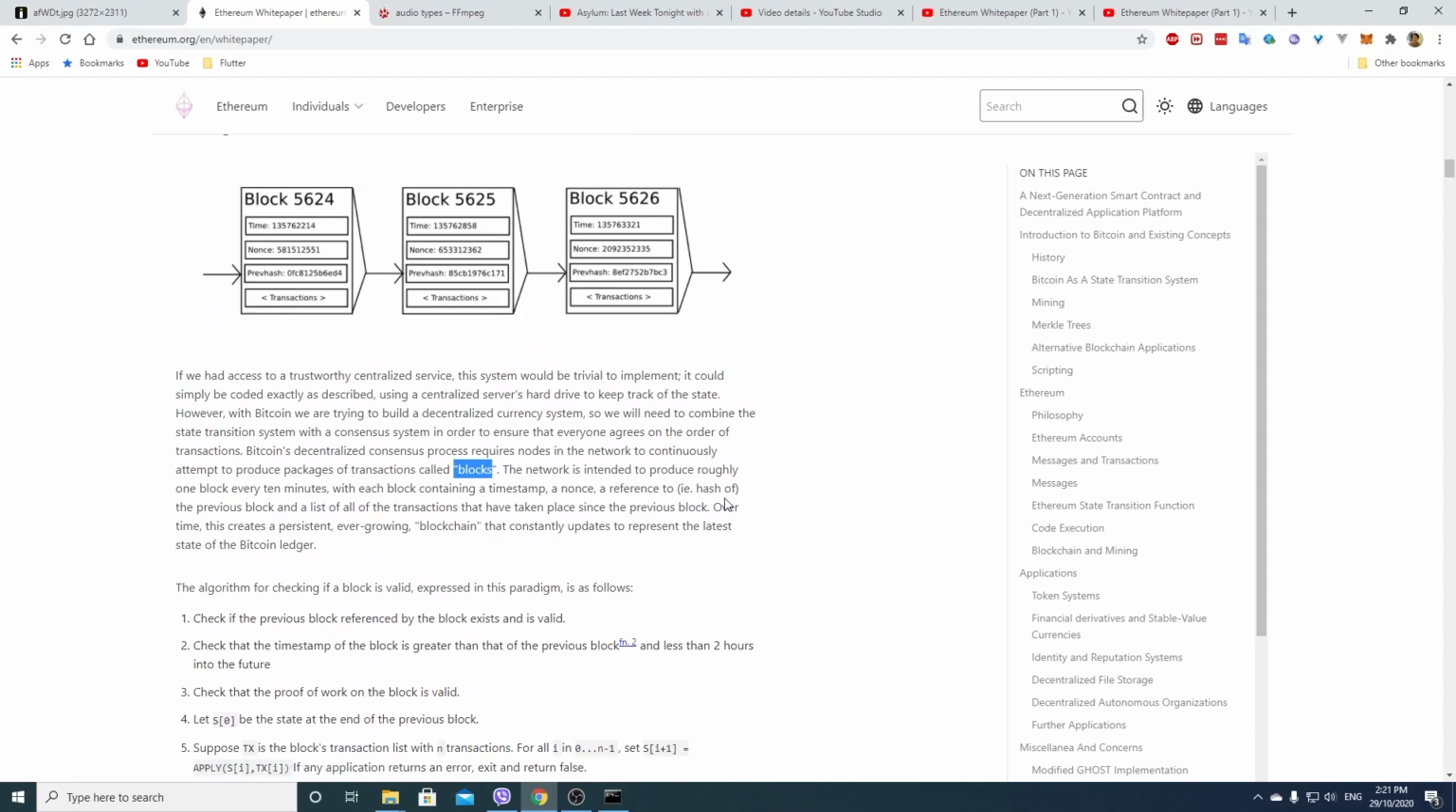Okay, the network is intended to produce roughly one block every 10 minutes, with each block containing a timestamp, a nonce, and a reference to, i.e. hash of the previous block, and the list of all the transactions that have taken place since the previous block. So that's this guy here, right? So timestamp we know. He doesn't really say what this hash is, right?